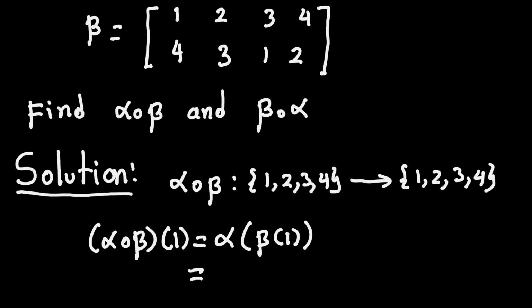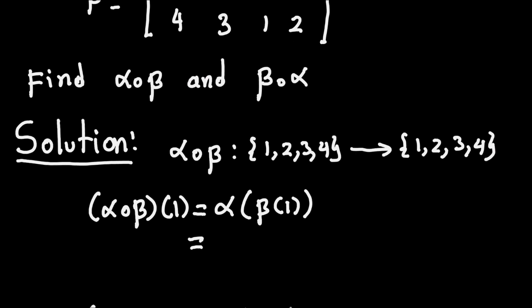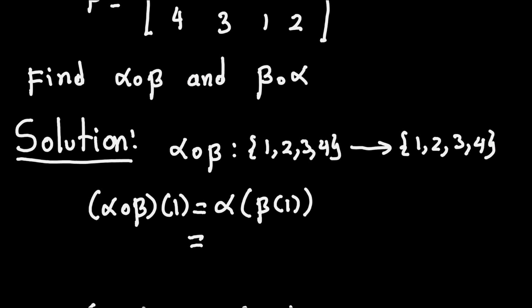So let's do the first one here, alpha composed with beta. That will be a function that goes from the set 1, 2, 3, 4 into the set 1, 2, 3, 4, and that is a bijection just by doing the composition. If you apply the definition of the composition of functions, what you have to do here is check what this function does to each one of the elements 1, 2, 3, and 4.